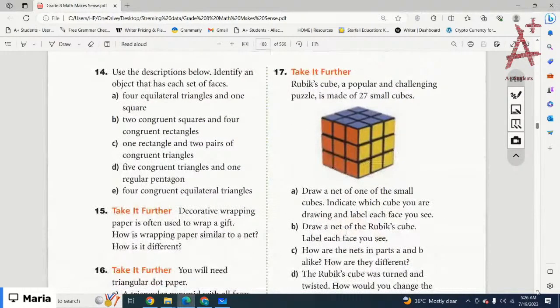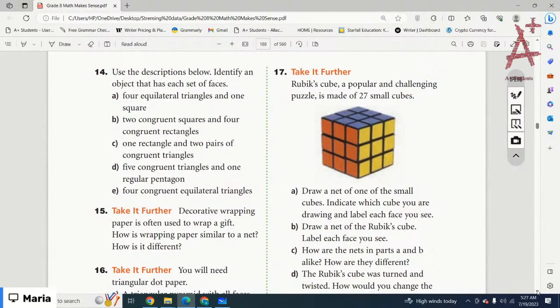Okay, question 14: use the description below. Identify an object that has each set of faces. A: four equilateral triangles and one square. You have to identify which shape this is. Four equilateral triangles and one square. That is a square pyramid. Got it? Because four equilateral triangles and one square, when you fold it, makes a square pyramid.